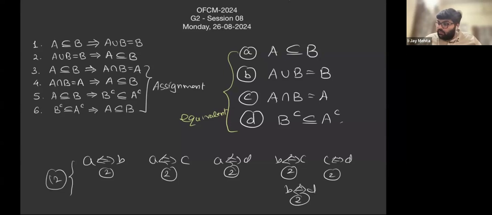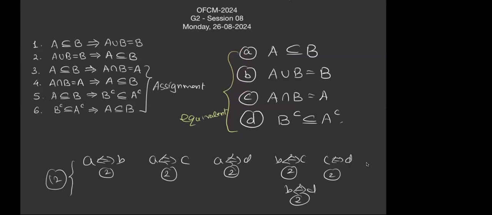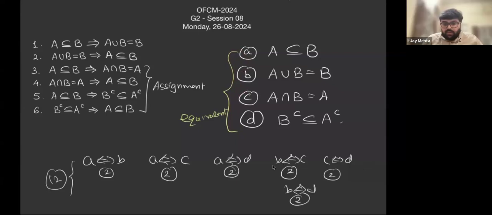But we don't need 12. We can use these 6 to go from anywhere to anywhere. How many of you understand this? We actually need to prove each and every statement is equivalent to the other. We need 12 implications. A implies B, B implies A, A implies C, C implies A. So for every two statements we have to show that one implies the other. So total 12 are required. But we can reduce. Once we have these 6, we can make use of them to show that any of these are equivalent.